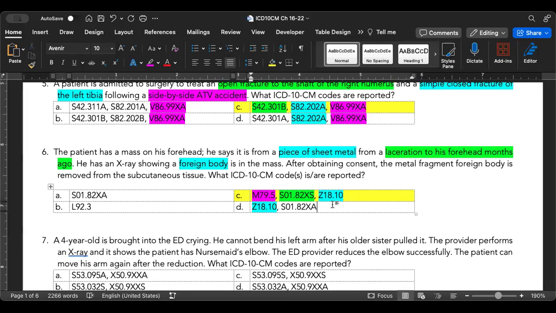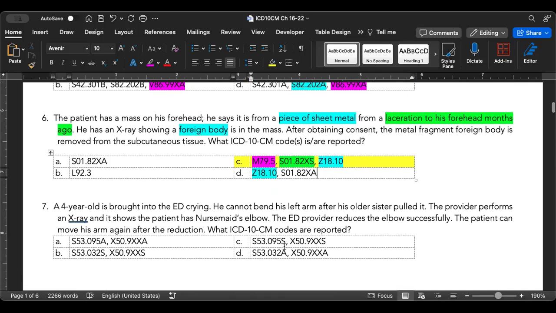One is telling us that there's a mass, and the Z code is telling us what the foreign body is that's present in the soft tissue. I'm sorry, not the mass, the foreign body. So think of it as the M79.5 is saying there's something there, and the Z code is telling us what is there. Okay.